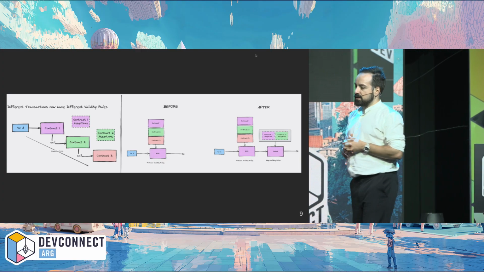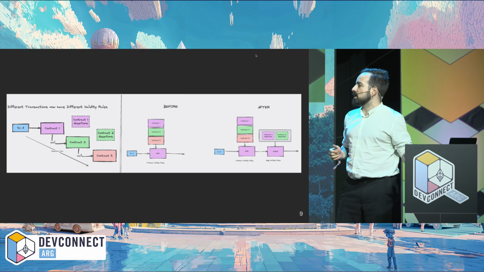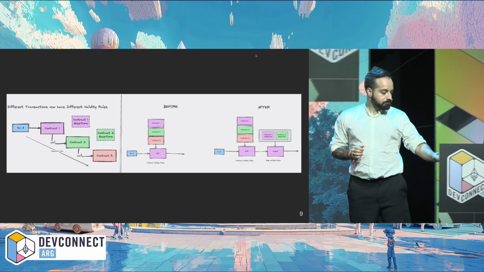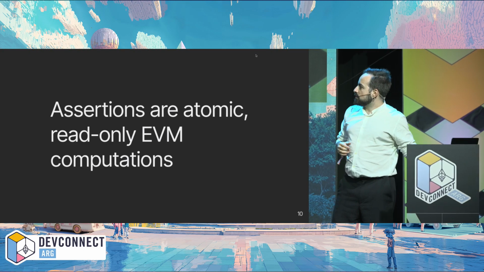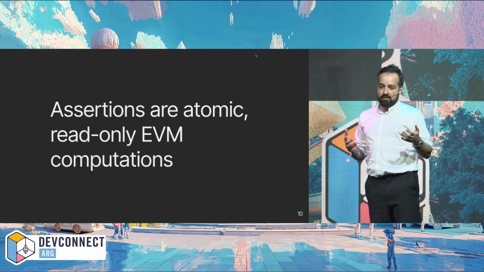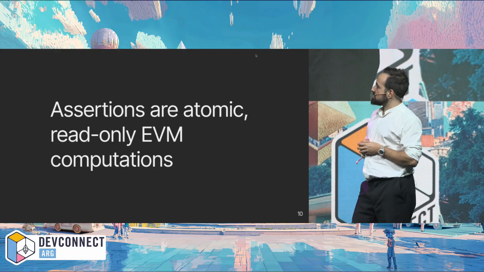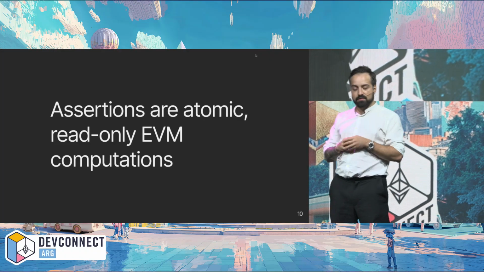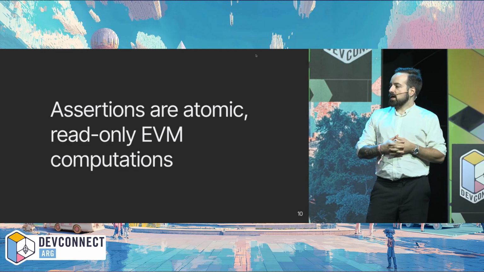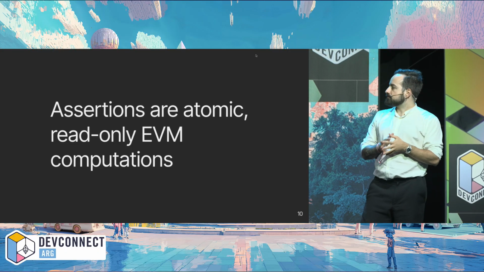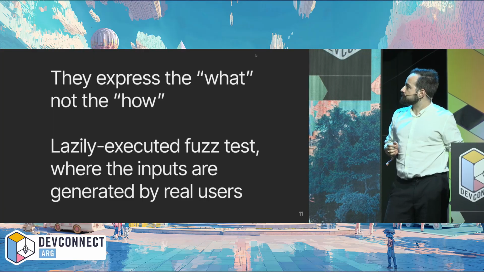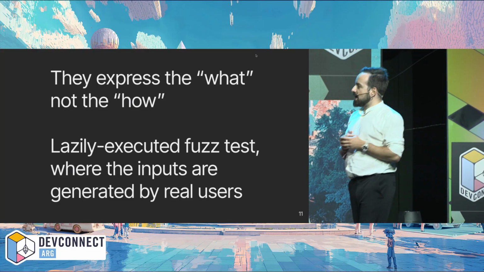In very simple terms, this is effectively what we build and how we use Solidity in a very different way. An interesting attribute, which we inherit from the fork test, is that these assertions, these computations, are atomic and read-only, right? They just read state, and either they succeed or they don't, which means that we can parallelize them very aggressively. They also express the what and not the how, right?